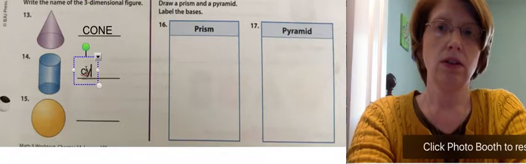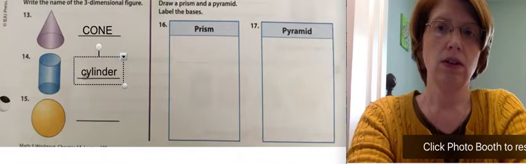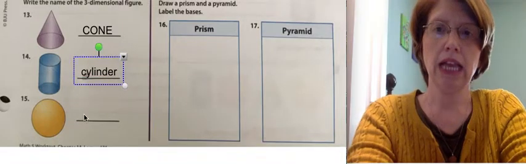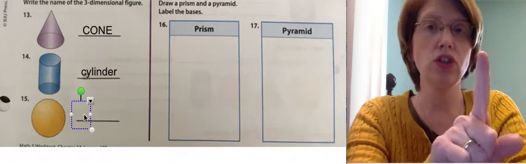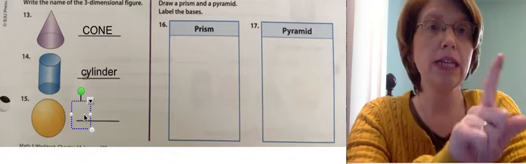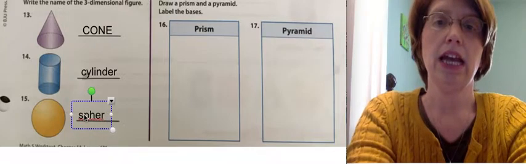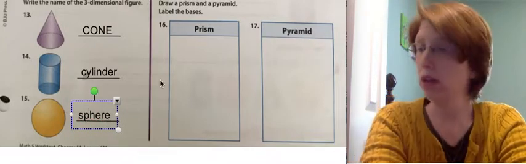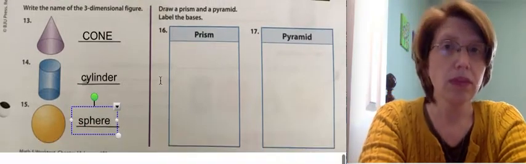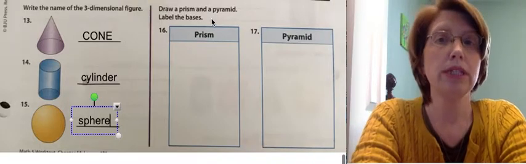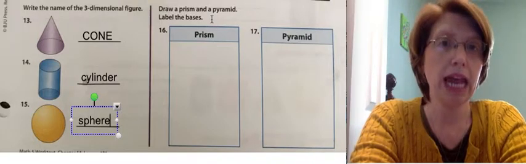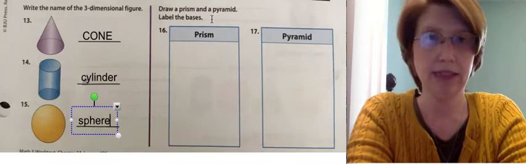This is like the oatmeal box, the cylinder. And this, don't put circle. We want to do the three-dimensional figure. So it's not a circle, it's a what? A sphere. A sphere. Now, draw a prism and a pyramid and label the bases.